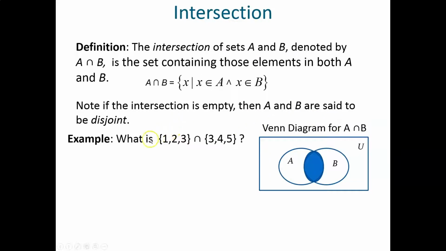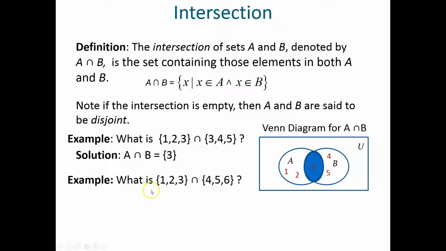So let's say you have this example. What is the intersection of these two sets? Set A has the values 1, 2, 3 and set B has the values 3, 4, 5. So A has these elements 1, 2, 3 and set B has the elements 4, 5, 3. So the intersection is what's common to both of them. So your solution is 3. You just write it like this.